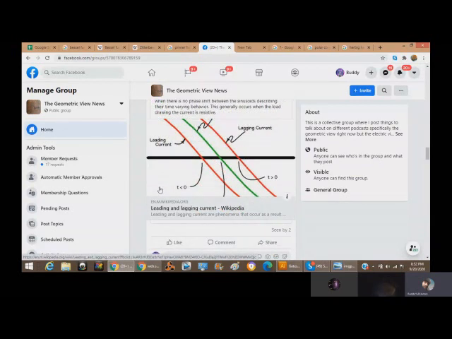Blah, blah, blah. Check out the link if you want to check it out. Here's the link. But it interests me. I mean, come on. This is the geometric view, but it's pretty much electric.